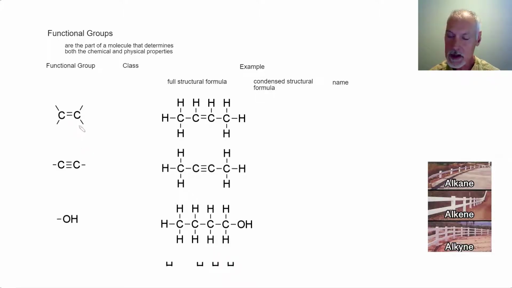So here I have a carbon-carbon double bond. That functional group is given a particular name. We call it the alkenyl functional group, and they belong to a class of chemicals that are called alkenes. Here's an example of an alkene, and I'm providing here the full structural formula, and you can see the double bond.